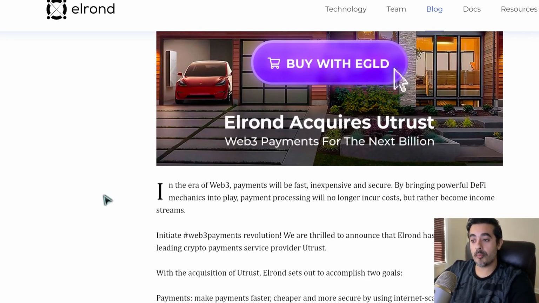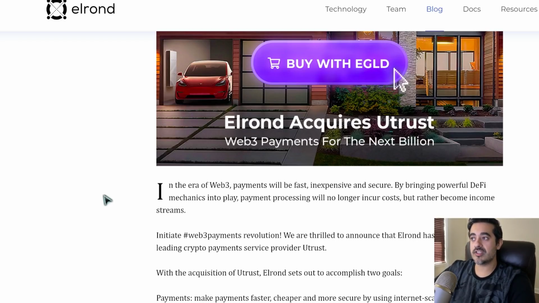There's going to be more and more merchants using Utrust, and Elrond is slowly going to become a form of payment. Once people also realize that Elrond is almost easier to use than even PayPal, well, then you start to notice how something like this can be very, very valuable, especially for the long term.